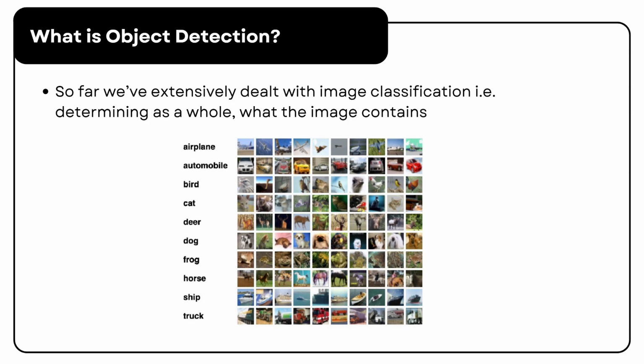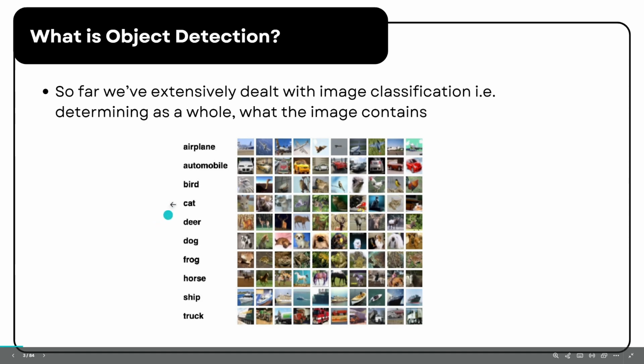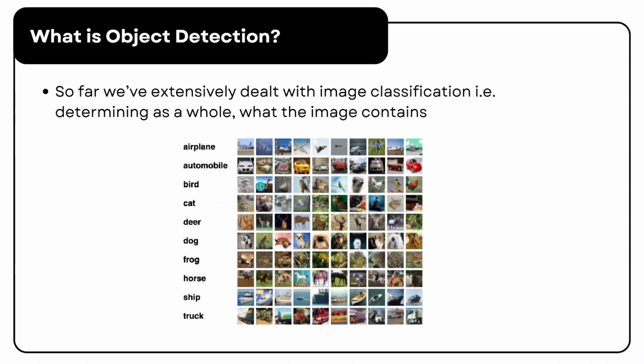For instance, if we give the model an image, it might tell us this is a dog or this is a car. You can see examples of this in this grid shown here, where each image is labeled as either an airplane, a bird, a frog, a truck, and so on. This kind of classification works well when the image has a single dominant object, and we only care about knowing what type of object is present. So it's simple and powerful, but also quite limited.